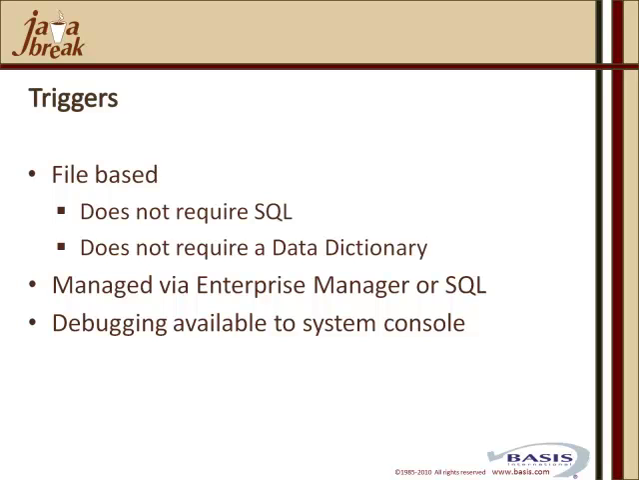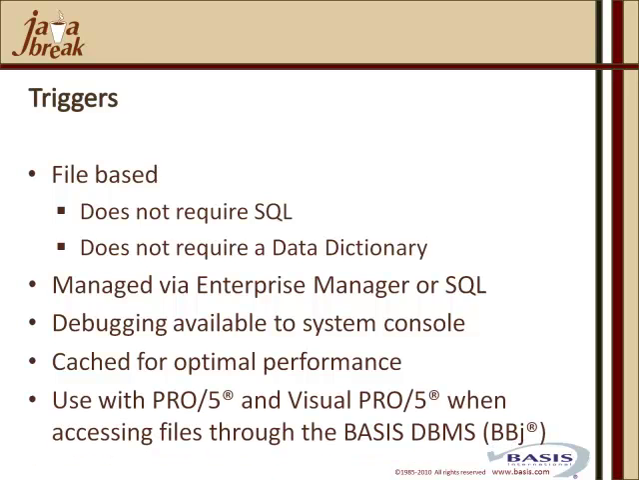Debugging is now also available to triggers. It's available on the system console. Wherever the file system may be installed, you can enable debugging. And that is a flag that you can set within the Enterprise Manager. Triggers are interpreters that are cached for optimal performance. So the overhead required to fire a second invocation of a trigger is very, very low. So you should see some performance advantages in the later releases of BBJ. And you can utilize triggers, therefore, with Pro5 and Visual Pro5 when you're accessing the data files through the Basis database management system. In other words, when it's under the control of BBJ, triggers can fire.